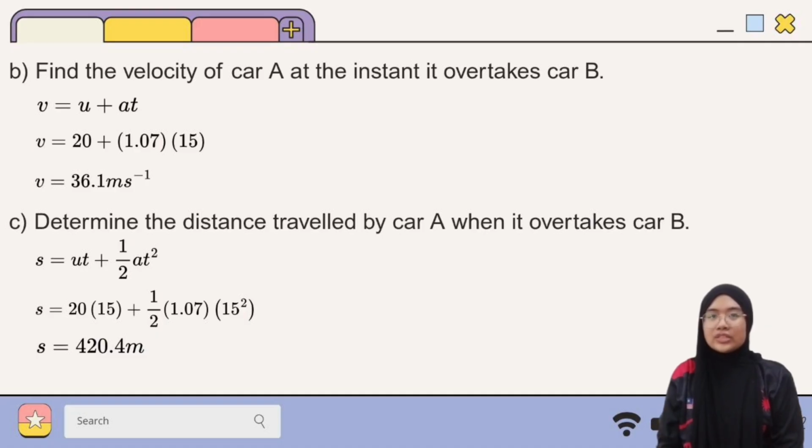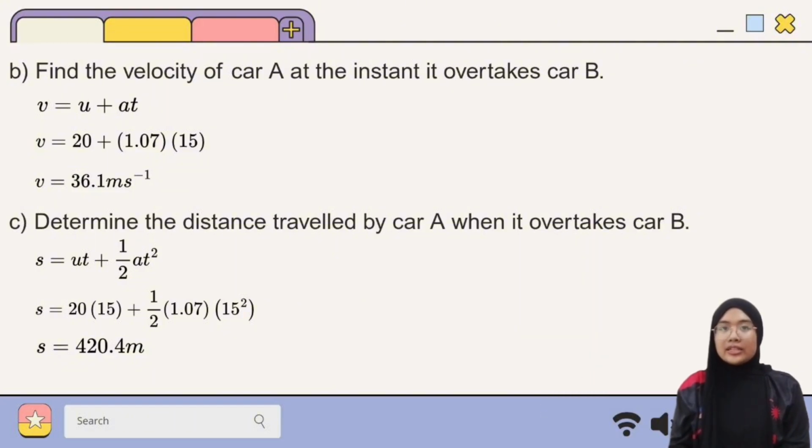B. Find the velocity of car A at the instant it overtakes car B. The initial velocity is u equals 20 meters per second, the acceleration a equals 1.07 meters per second squared, and the time taken is t equals 15 seconds. Therefore, the formula v equals u plus at is used. By substituting all the given values into the formula, the velocity of car A at the instant it overtakes car B is 36.1 meters per second.